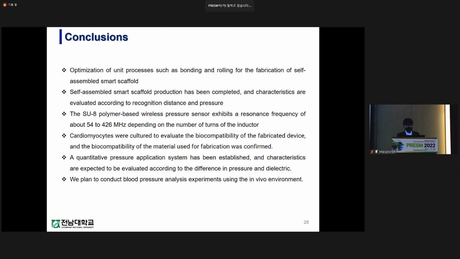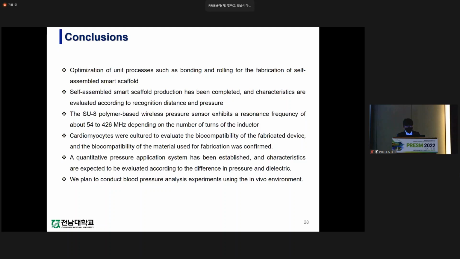Conclusion. Optimization of unit processes such as bonding and rolling for the fabrication of the self-assembled smart scaffold. Self-assembled smart scaffold production has been completed and characteristics are evaluated according to environment, distance, and pressure. The SU8 polymer-based wireless pressure sensor exhibits a resonance frequency of about 54 to 426 megahertz, depending on the number of turns of the inductor.